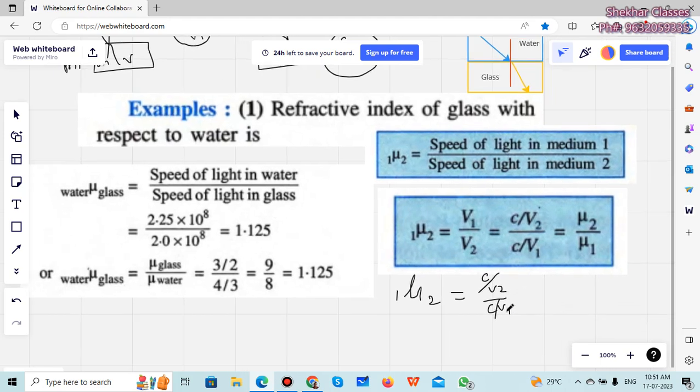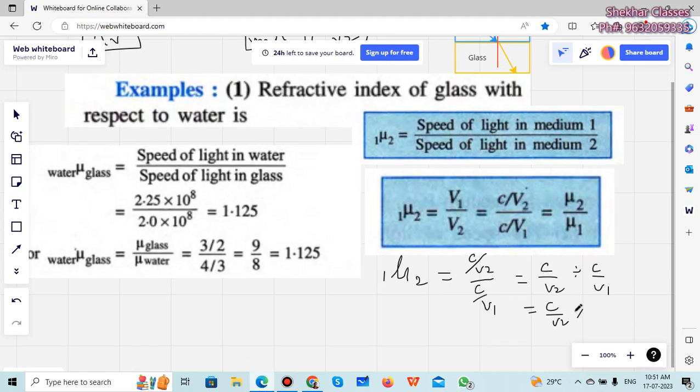So when we do that, let's solve it: C by V2 divided by C by V1. Will it not become C by V2 into V1 by C? C got cancelled, so what do we get?